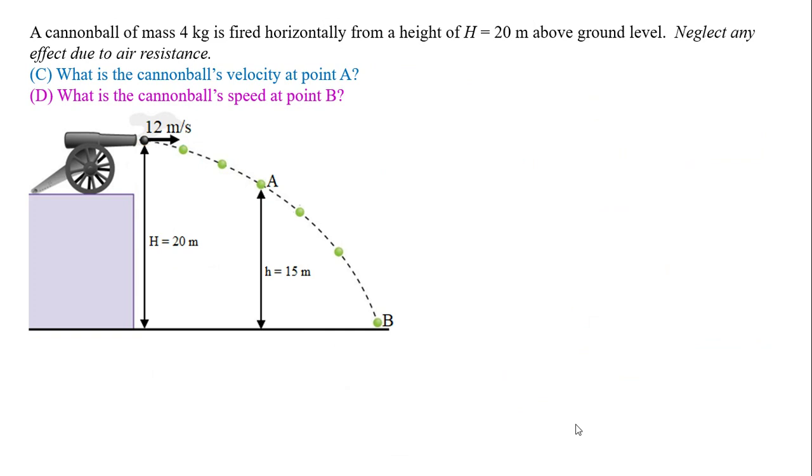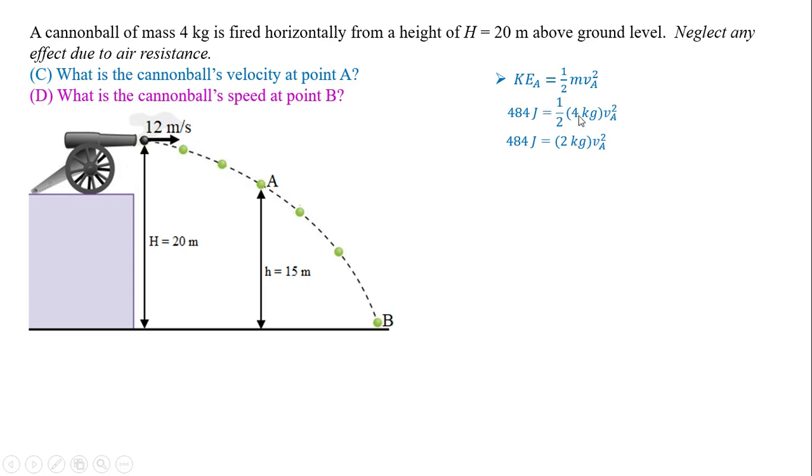Part C asks you to find what is the cannonball velocity, not speed, velocity at point A. I do want to point out that because it uses velocity, you have to have speed and a direction. So watch carefully. KE_A is 1/2 m v_A squared. Well, I know what KE_A is already from the previous part. I just calculated the kinetic energy at point A is 484 joules. Here, I need to find v_A. Well, mass is 4. I just plug that in. v_A squared, I don't know.